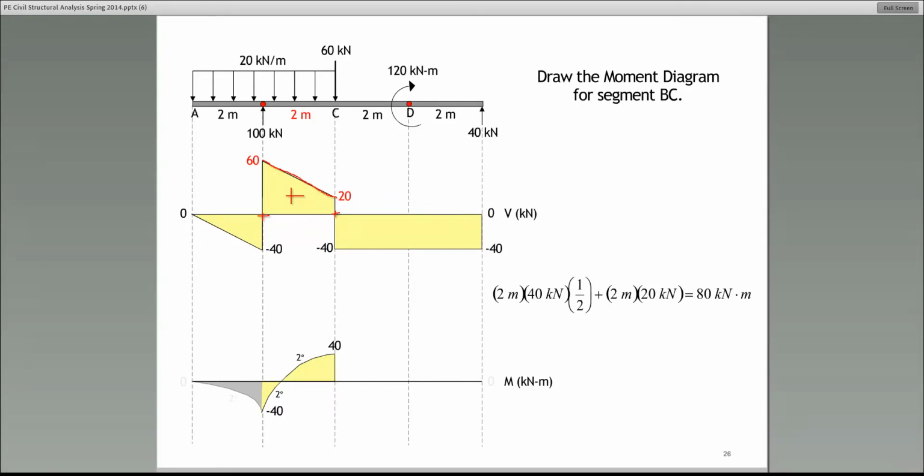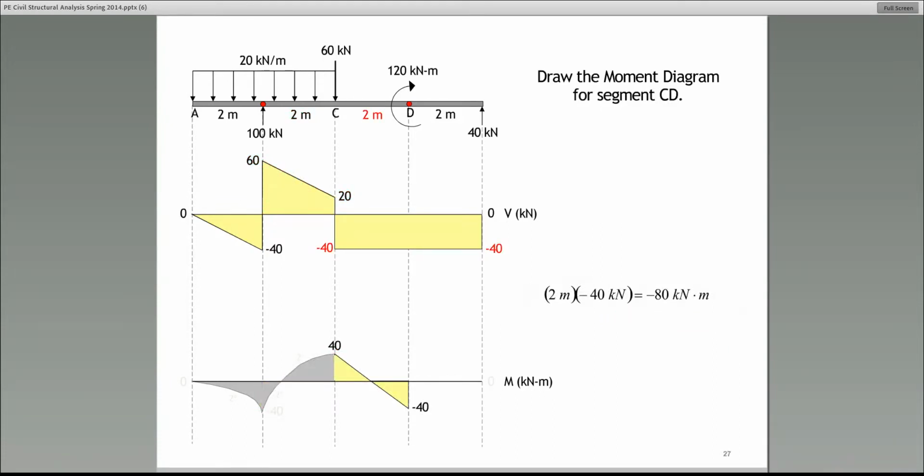Now, the change in moment between this point and up here is going to be equal to the area under the shear diagram. Now, that area, you can divide into a triangle and a rectangle. In fact, that's what I've done here. So that area is equal to 80 kilonewton meter. So 80 is the change in moment between B and C. So if you start from negative 40, the change is 80 in the positive direction. We end up at positive 40. That's where we got the 40.